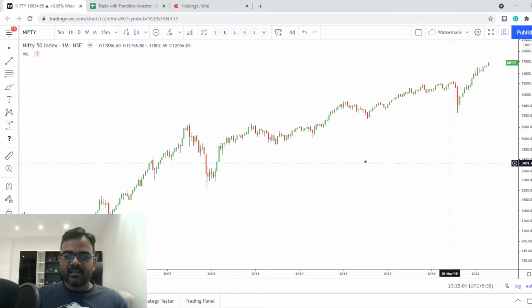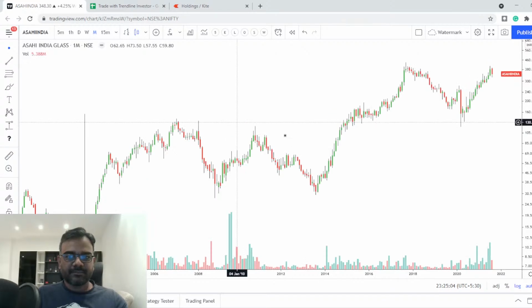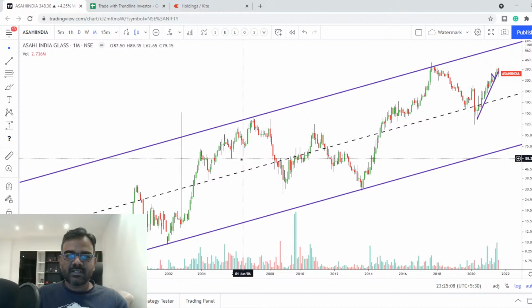Siva is saying Asahi India is near a very long-term trend line. I'm not sure, let's take a look. Yeah, I don't see the trend line, but that's a channel which I've already drawn, and if you see, that's a beautiful channel. It's still long term, still some time away, probably heading to 500 odd, you never know.